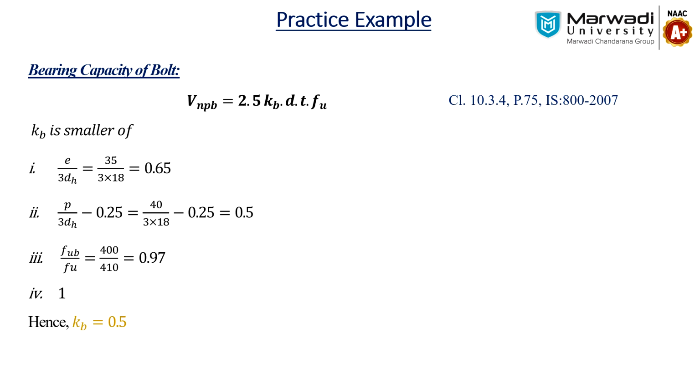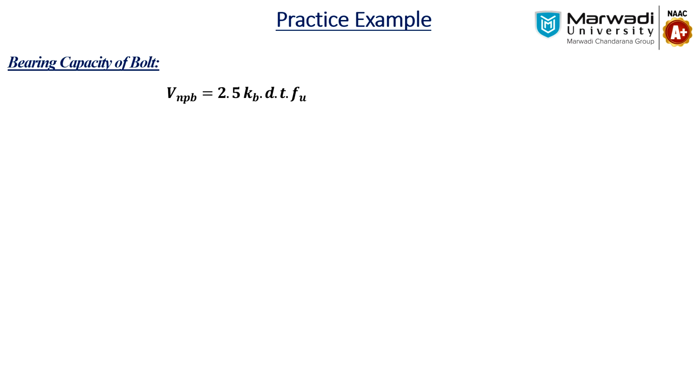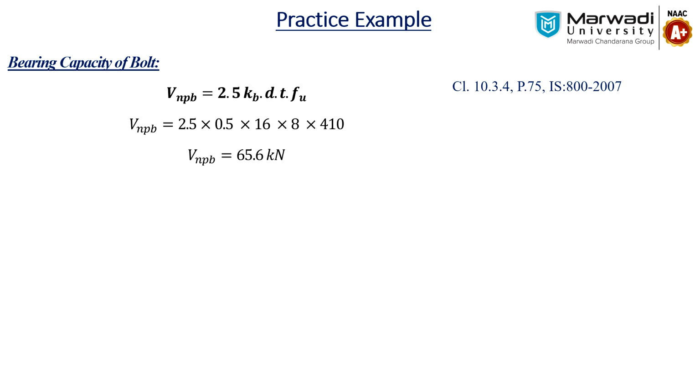If we put this value in the nominal bearing capacity equation, we get 2.5 into kb 0.5, d the diameter of bolt is 16, and t the thickness of the section or gusset plate. Here both thicknesses are given the same, 8 mm; if they were different, we would take the minimum thickness. And fu is 410. So the nominal bearing capacity is 65.6 kilonewton. Same as in shear, we divide by gamma mb, the partial safety factor, which we get from Table 5, page number 30, which is 1.25, and that gives 52.48 kilonewton.